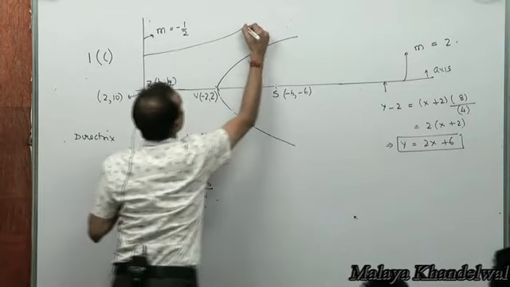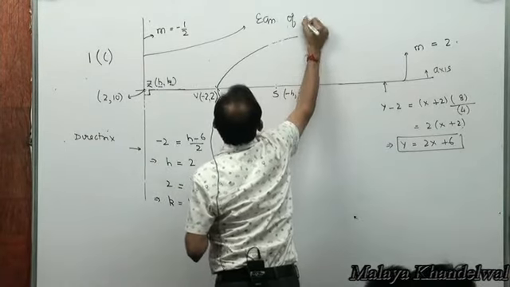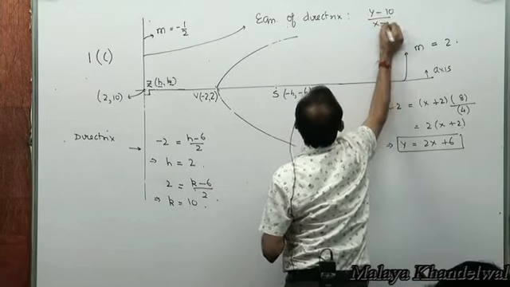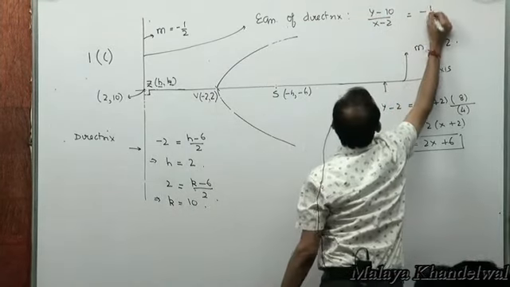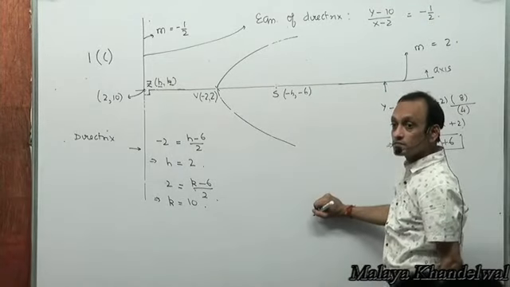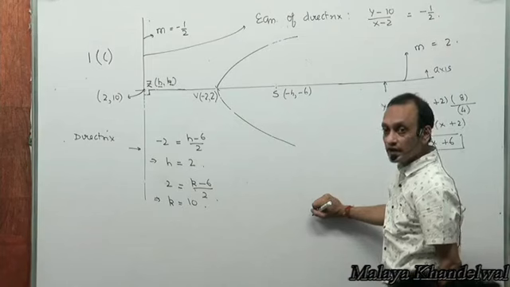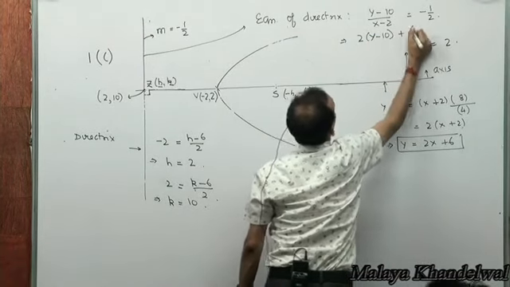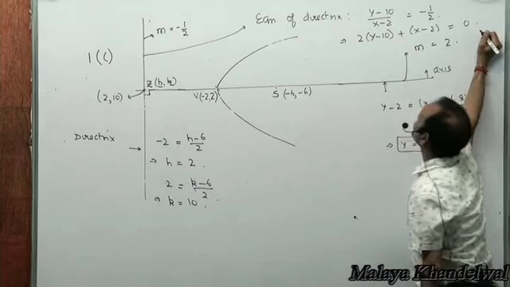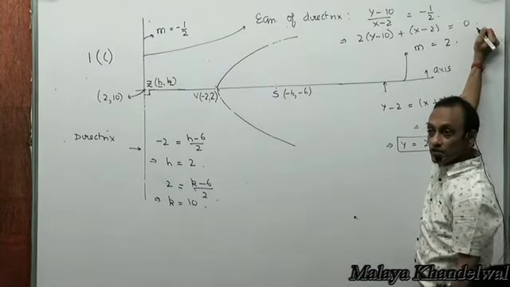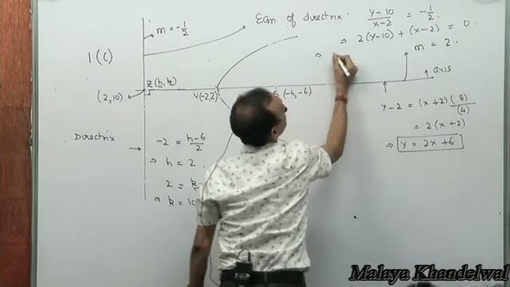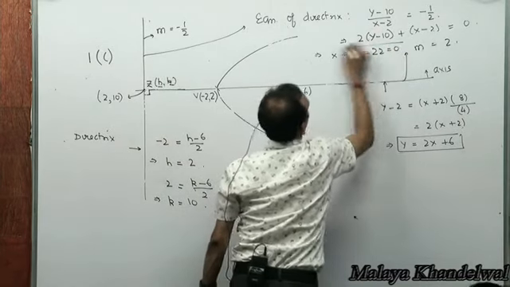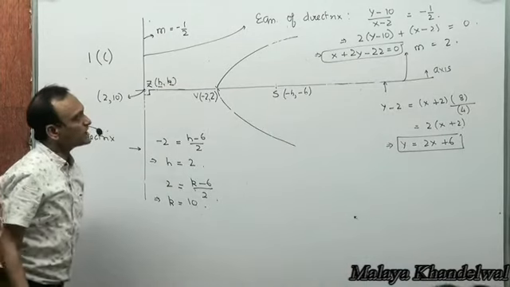So the equation of the directrix then is going to be y minus 10 by x minus 2 equal to the slope, minus half. That's the equation of the directrix. Yes or no? Not a confusion, right? So I get like 2 into y minus 10 plus x minus 2 equal to 0. That's the equation of the directrix, which boils down to x plus 2y minus 22 equal to 0. I am assuming I have not made a mistake.